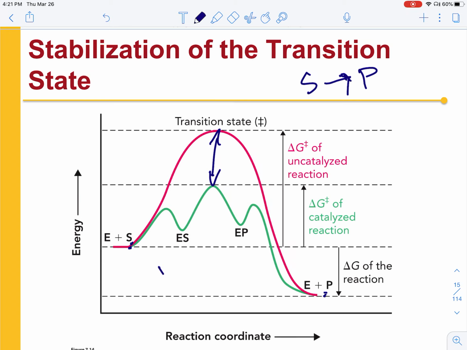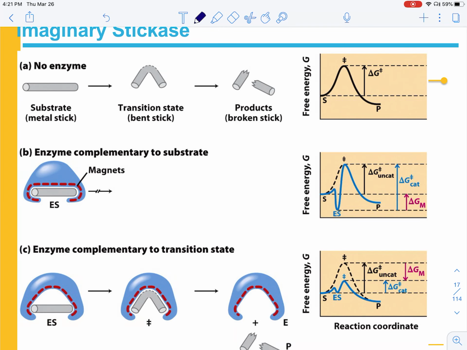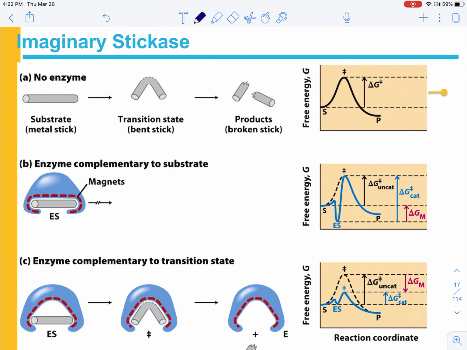You can see that in this reaction coordinate plot, but it does change the speed in which that reaction occurs. So this is a kind of theoretical model of how that occurs. This uses the so-called stickase model. Here, the substrate is a stick that gets broken, and I imagine the game of pencils that I used to play in elementary school, kind of in that way.